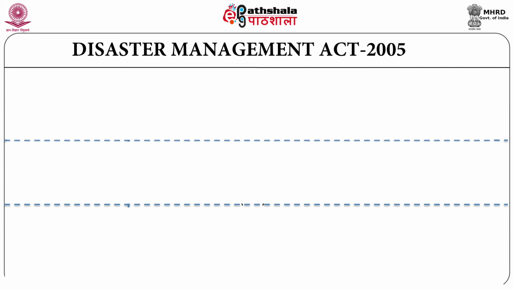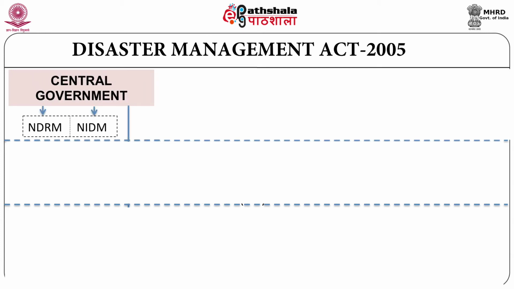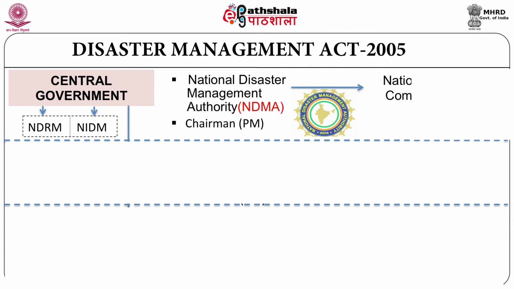As I said, one of the objectives was to develop an institutional framework. So we see that at various levels, institutional frameworks were developed. At the central level, we have the National Disaster Management Authority, that is NDMA, which is more into policy making, and we also have the National Institute of Disaster Management, which is more into research. The chairman of NDMA is the Prime Minister of the country.